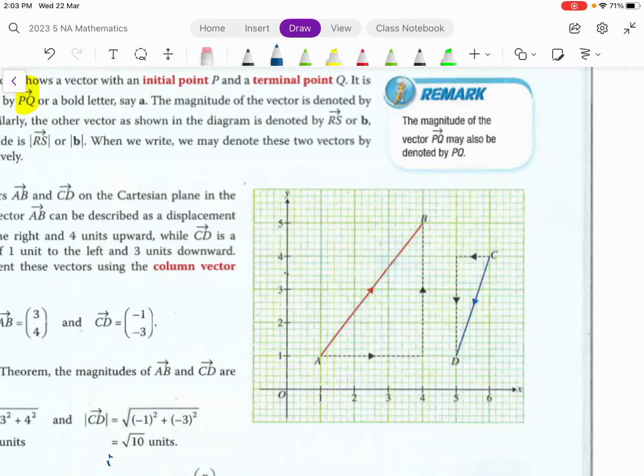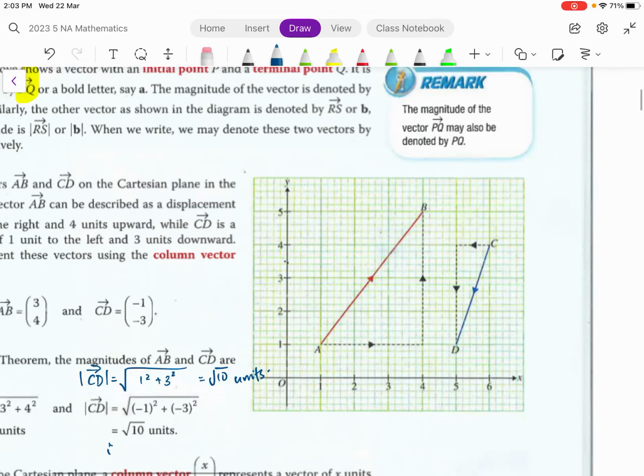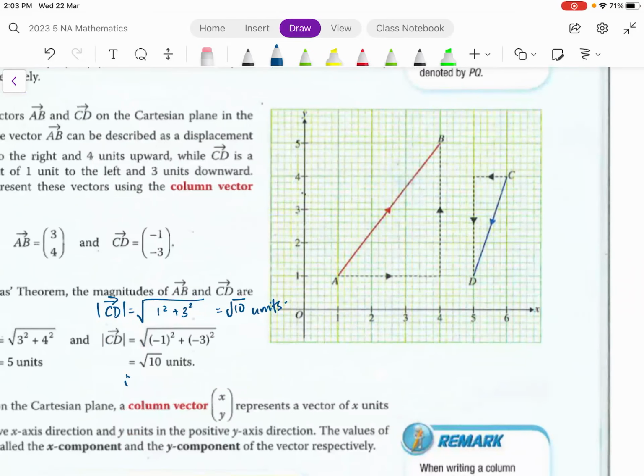Okay, I can simply write my distance of CD. So this is going to differ slightly from your textbook. I can write the distance as square root 1 squared plus 3 squared, because I'm only interested in the distance. I don't care whether it's going up or down. So this will give me square root 10 units. So you compare that with the working shown in your textbook. The amazing thing is that we get the same answer, square root 10.